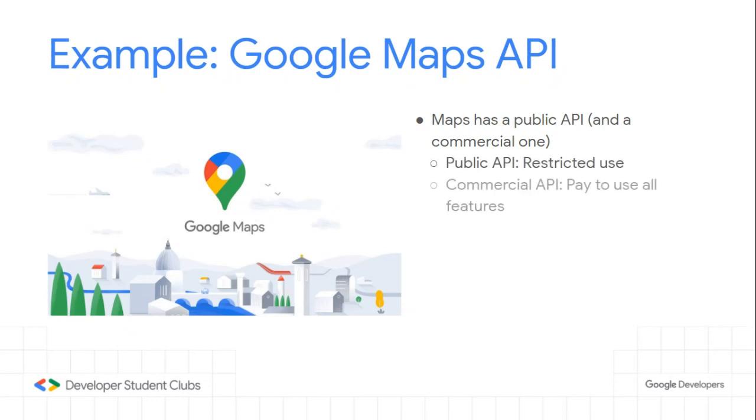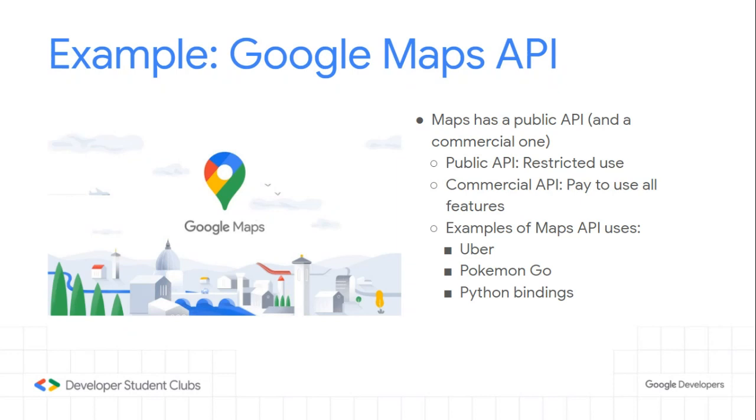So again, the public one has a restricted use. There is a commercial one. You usually have to pay to use the features. And a lot of apps do pay to use those features. And some examples include apps like Uber or Pokemon Go. There's actually even Python bindings for Google Maps. And if you have the commercial API, you can do more calls to get things like the geolocation based on an address or vice versa. So if you like Python and you want to play around with that, I would encourage you to do so because it does have a lot of features, even just on the console.